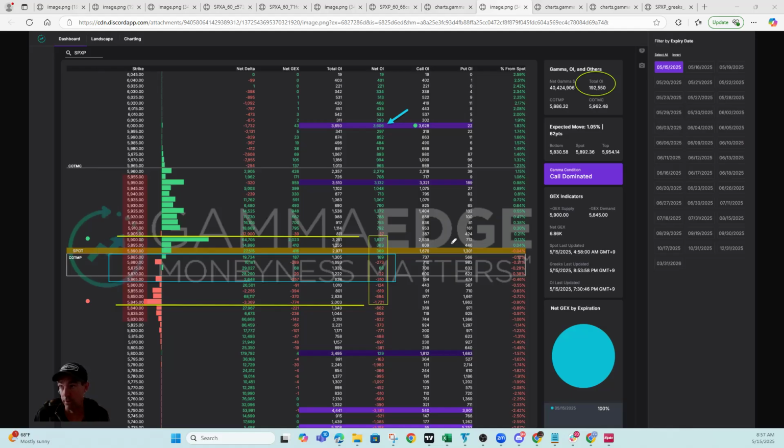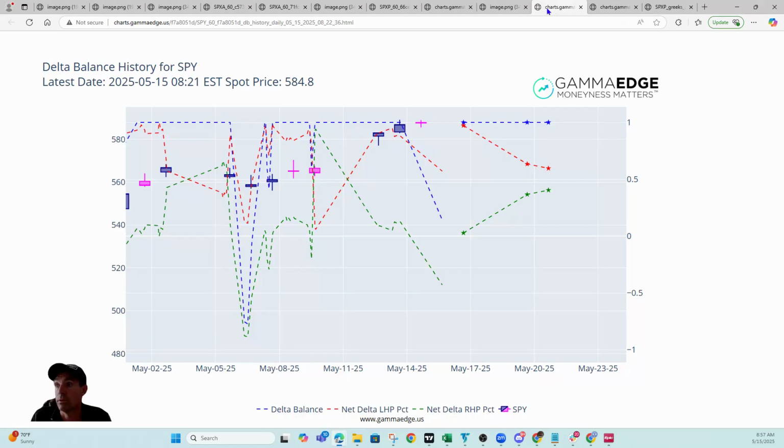So we'll move on to our thesis here in just a minute. But noting these key transition areas that we need to be above for price to appreciate. Obviously, this just puts us in a little bit more call-dominated positive gamma state for price appreciation. All right, moving on to the SPY.